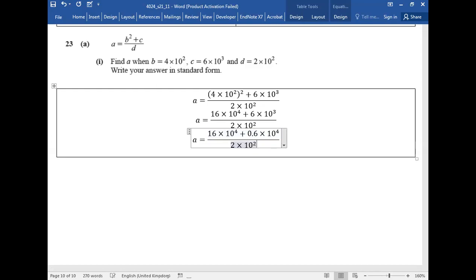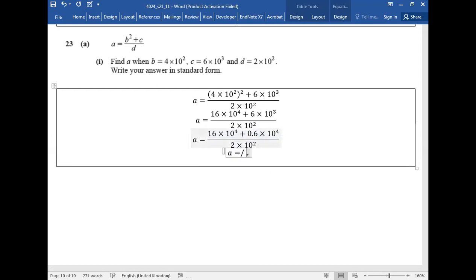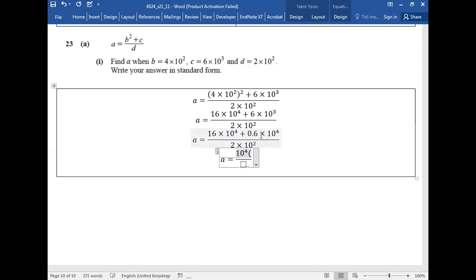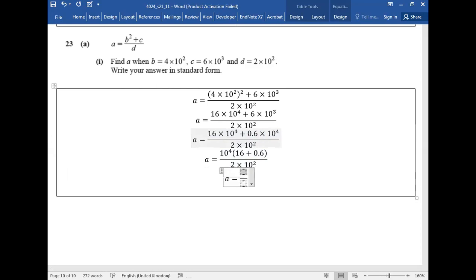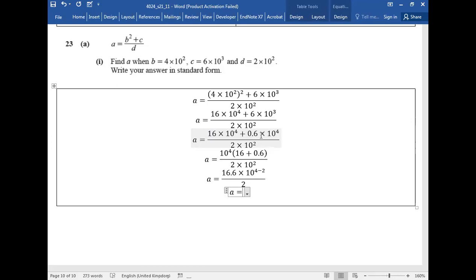Now what, class? Okay. You take exponent 4 as common and you are left with 16 plus 0.6 upon 2 exponent. So 16 plus 0.6 is 16.6, and from exponent 4 we can subtract 2 and we are left with 2 over here. So 2 divided by 16.6, do it separately. 8.3 exponent 2. Is this a standard form?